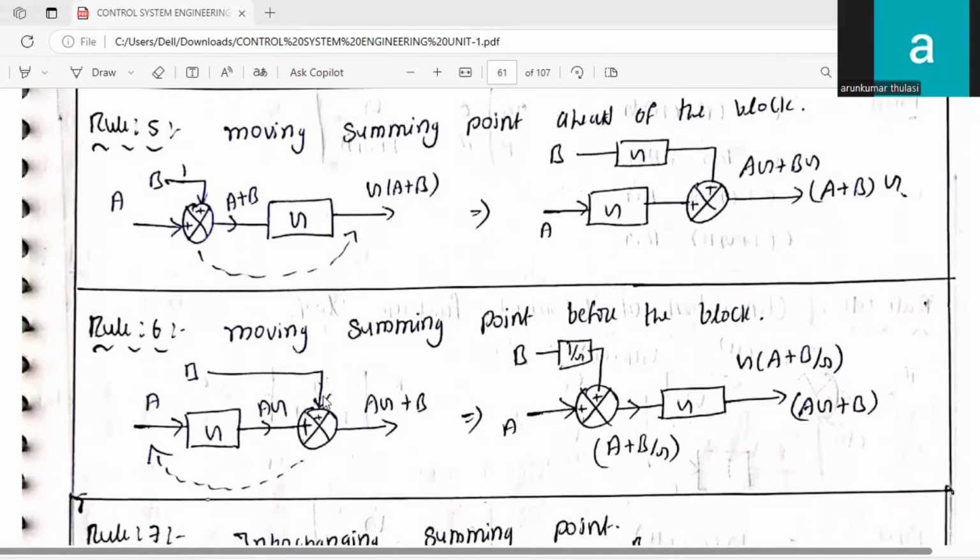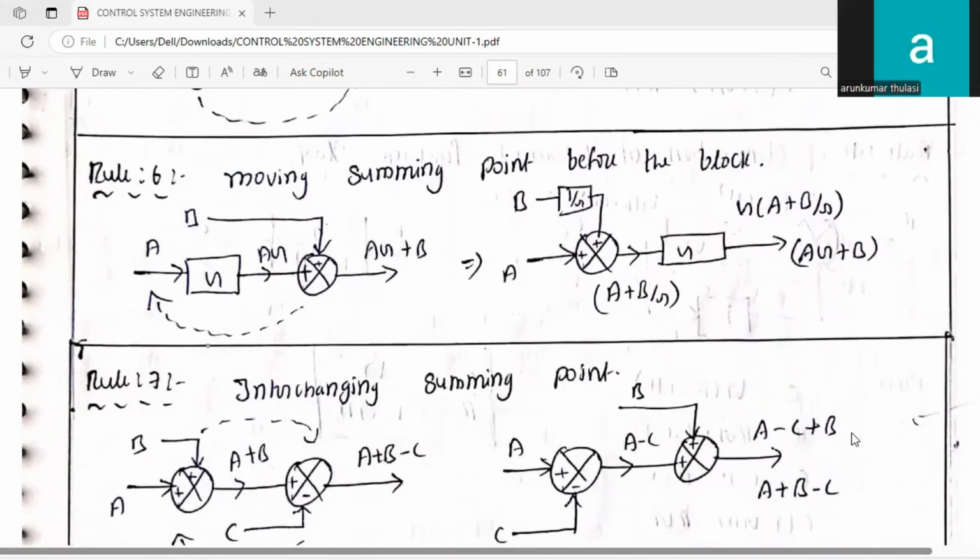So the gain is 1. So what will happen if it is moving before the block? It is happening that it has 1 by G as a gain after moving the summing point from here to here. So finally we get the same answer, AG plus B.